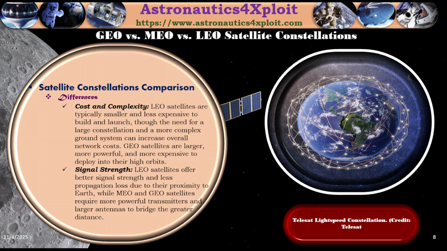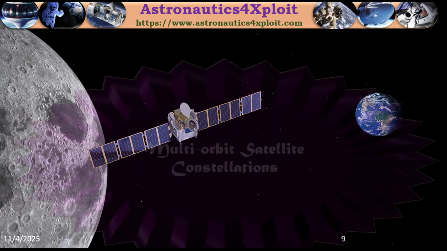Cost and complexity. LEO satellites are typically smaller and less expensive to build and launch, though the need for a large constellation and a more complex ground system can increase overall network costs. GEO satellites are larger, more powerful, and more expensive to deploy into their high orbits. LEO satellites offer better signal strength and less propagation loss due to their proximity to the Earth, while MEO and GEO satellites require more powerful transmitters and larger antennas to bridge the greater distance. Telesat Lightspeed constellation is shown in this picture.